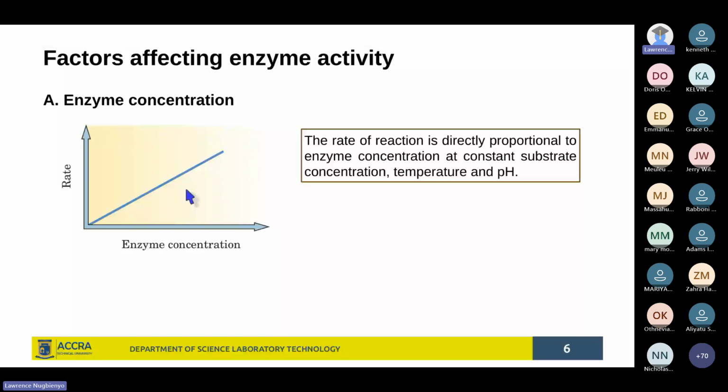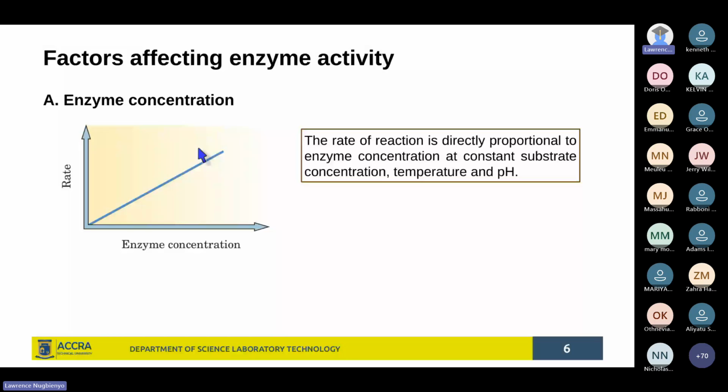Once you continue to increase the concentration of the enzyme, you'll find that the rate of the reaction will be increasing. Of course, that will be occurring with all other factors held constant, factors like temperature and pH. When they are held constant and the enzyme concentration is being increased, you'll find the rate of the reaction will also be increasing. So that's one factor, enzyme concentration, acting on the activity of enzymes.